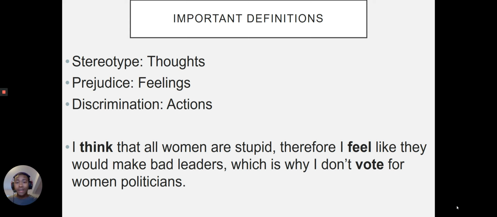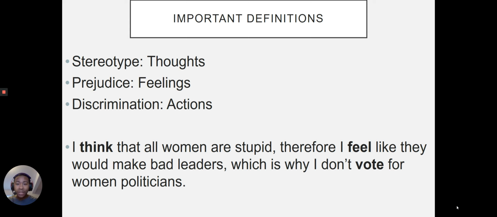When we think of stereotypes, we're thinking of thoughts. These are things that people think, generalizations that they think about a group of people. When we think of prejudice, we're thinking about feelings, and these feelings are often driven by what people think. And finally, when we think about the word discrimination, we're talking about actions, something that people do.